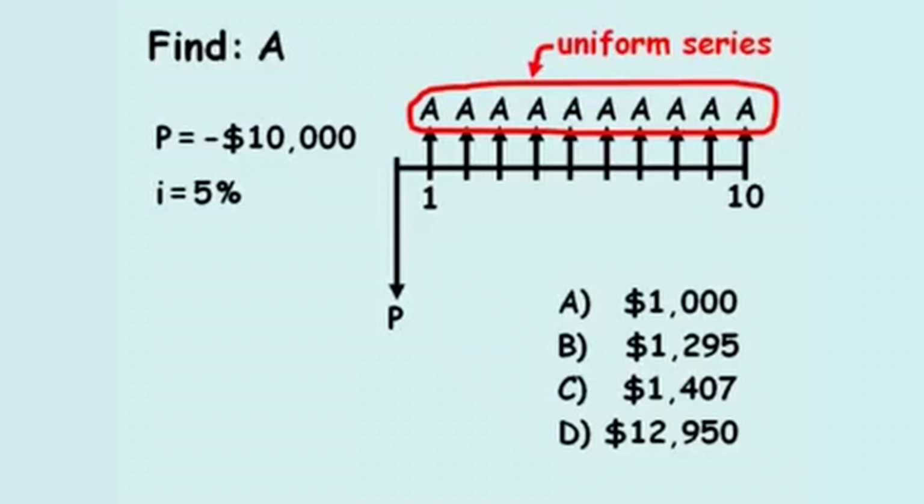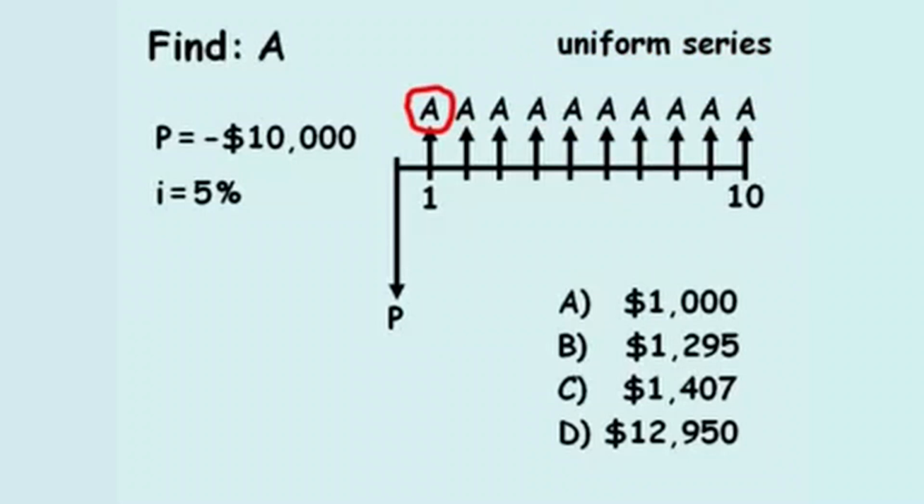This means at the end of the first compounding period, $A will be paid back. At the end of the second compounding period, another $A will be paid back, and so on. To simplify the diagram, we'll add a line across the top of each arrow with the label A.